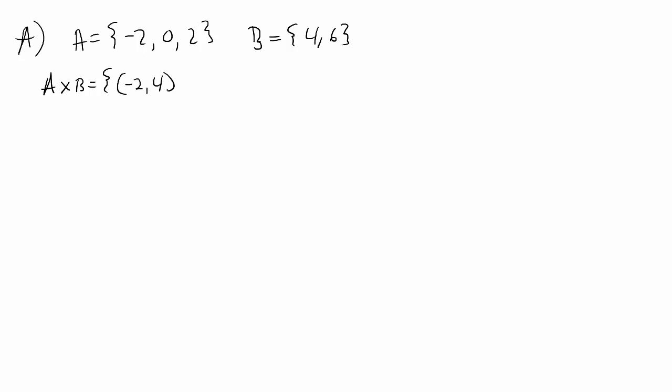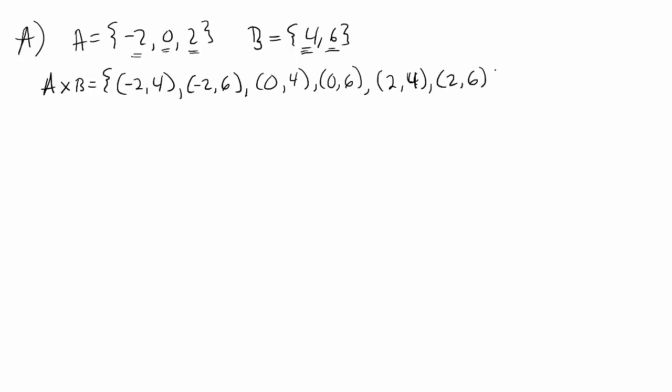So A contains -2, 0, 2, and B contains 4 and 6. So A cross B will contain the ordered pairs (-2, 4), (-2, 6), taking -2 and pairing it with each of these elements. Then we're going to take the 0 and pair it with each of these elements, so (0, 4), (0, 6). And then finally take 2 and pair it with these elements, so (2, 4) and (2, 6). So those are all the ordered pairs in that Cartesian product.